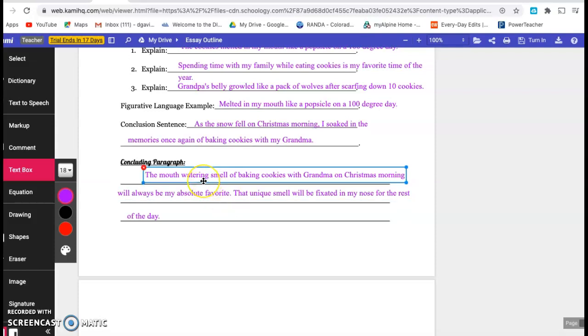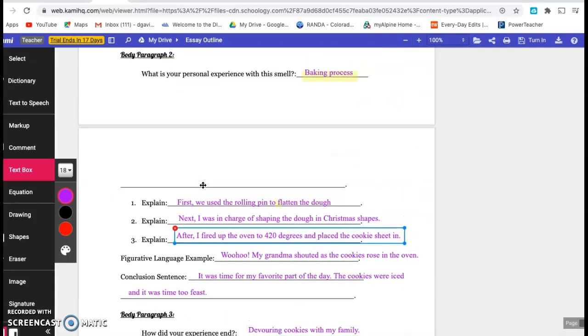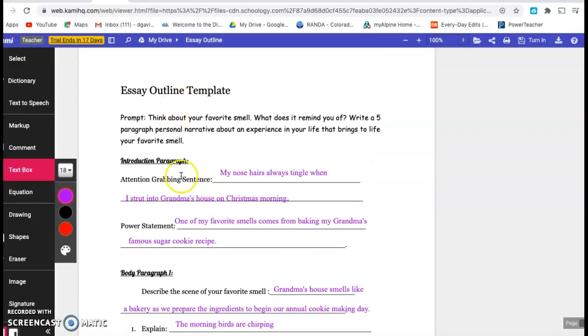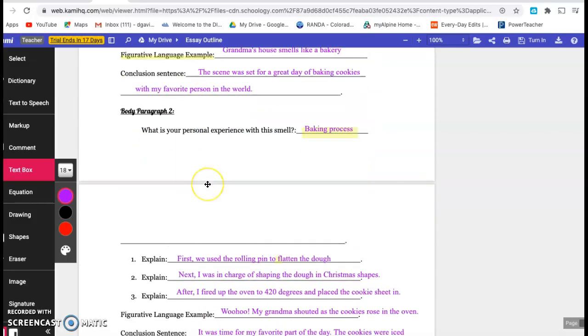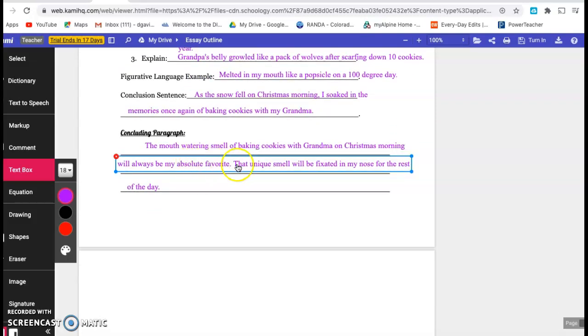My concluding paragraph. Remember, it always has to relate back up to our main topic, so it should be similar to my introduction. The mouth-watering smell of baking cookies with grandma on Christmas morning will always be my absolute favorite. I re-emphasized the idea of my favorite smell, and I stated specifically what my favorite smell is. That unique smell will be fixated in my nose for the rest of the day. That is my last sentence that wraps up my entire essay.